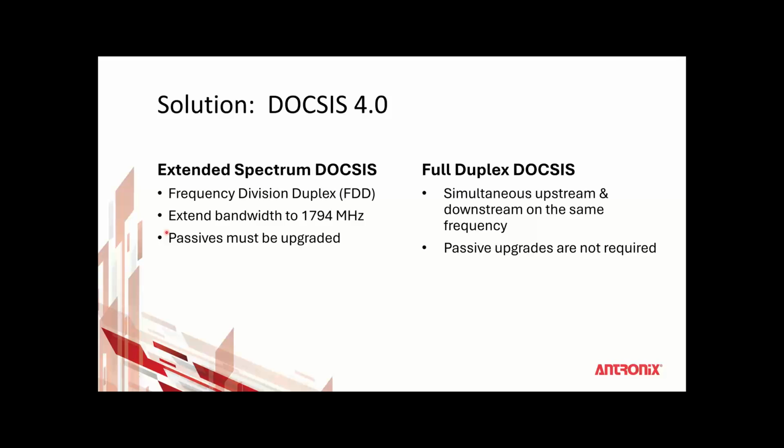In the full duplex DOCSIS scenario, you have simultaneous upstream and downstream on the same frequency. So the passives are not required to be upgraded if you're going to be using 1.2 gigahertz products, because you can use full duplex DOCSIS in both bands.